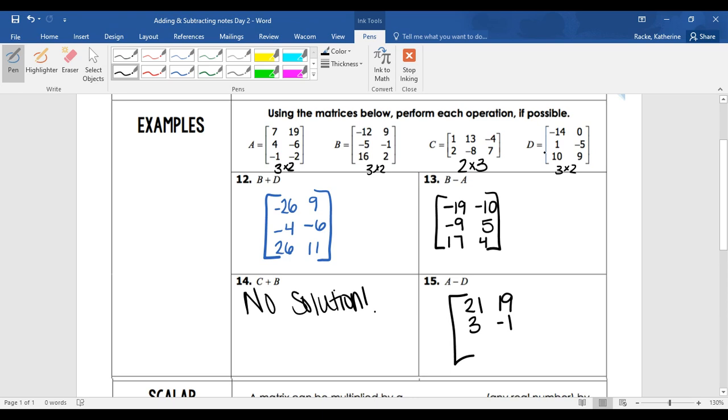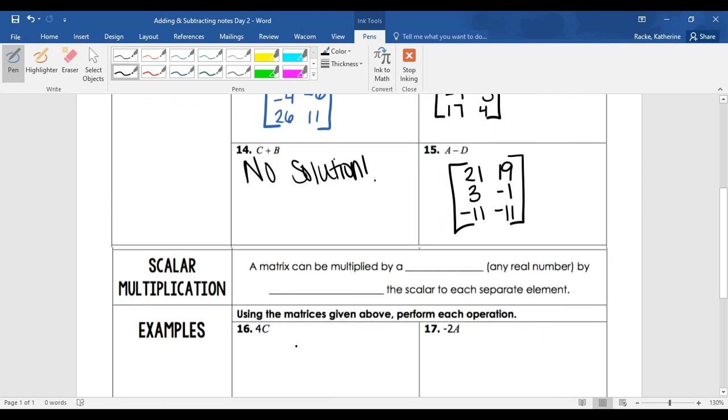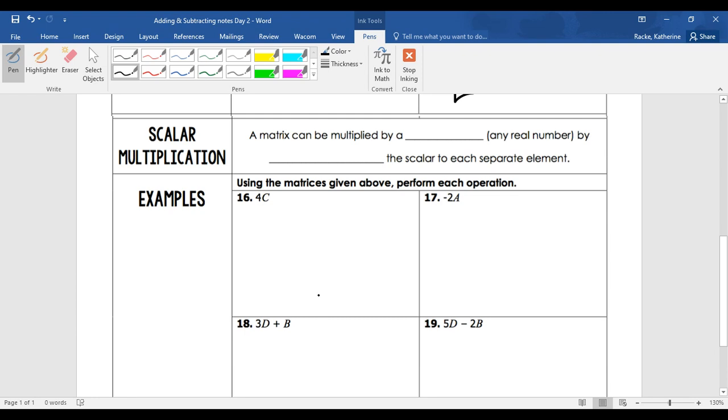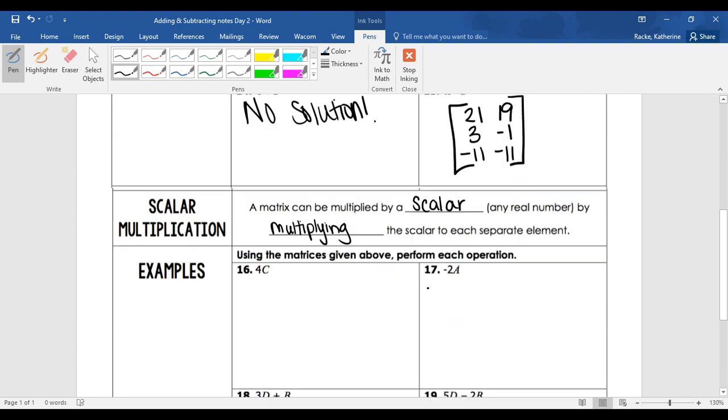Negative 1 minus 10 gives me a negative 11. And negative 2 minus 9 is also going to give me a negative 11. That would be your matrix for 15. All right, so now moving on to scalar multiplication. A matrix can be multiplied by a scalar, so any real number, by multiplying the scalar to each separate element. So we're still using A, B, and C, and D from above, okay?